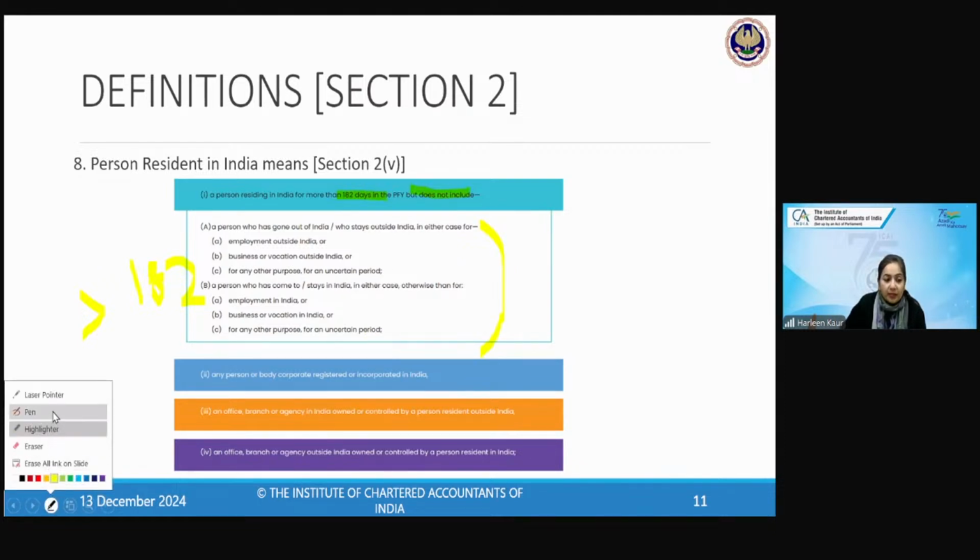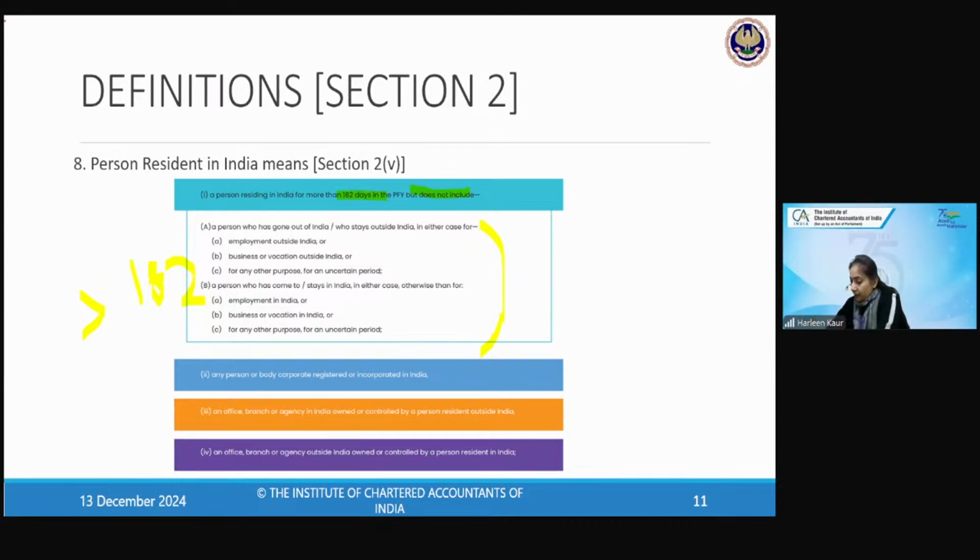Let me take a better pen. So here we are going to talk about PRI, person resident in India, because I don't have annotation, so I'm just trying to make it understandable for all of you by using this pen. So if I'm staying in India for more than 182 days, then I become a PRI.